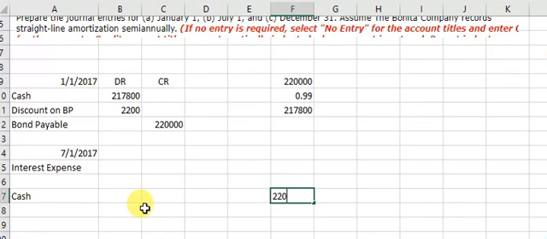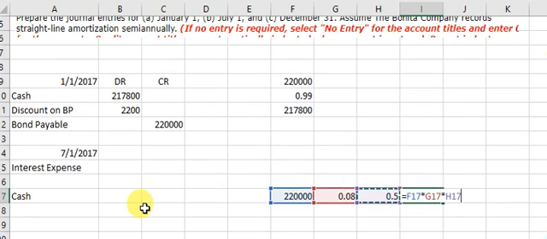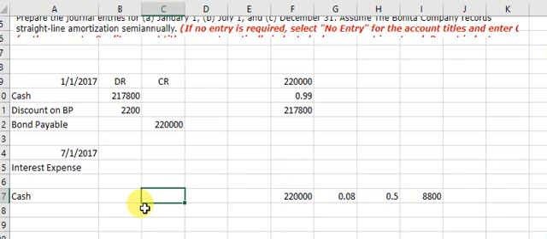And so that's going to be the 220 times the 8%. But then we're going to do half of that, 0.5, because it's paid semi-annually. So the interest should be the bond times the interest rate times the semi-annual portion, which means 8,800. So our credit's going to be 8,800 out the door. Now we got to figure out this discount on bonds payable because it's going to get amortized or reduced every single time we pay interest.